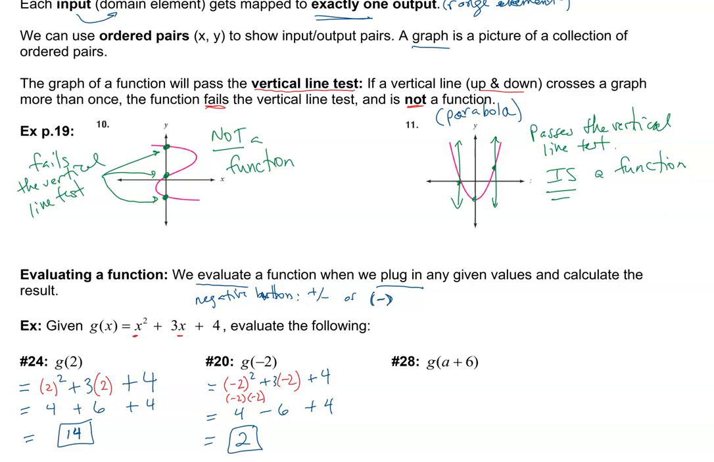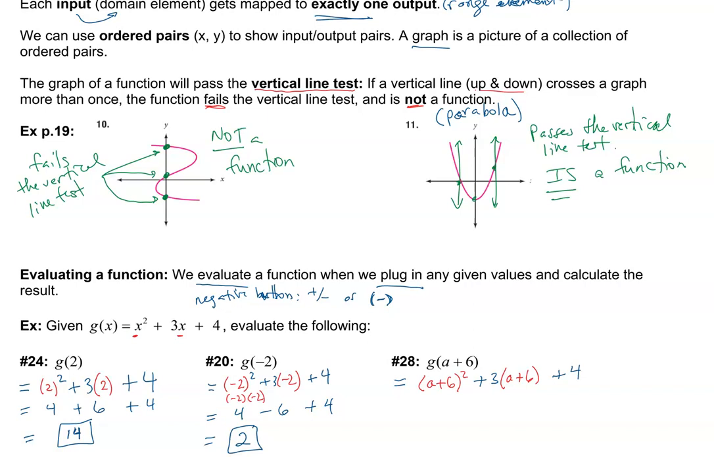Okay. And now number 28, this adds a new twist. We're not just plugging in a number, we're plugging in this expression, a plus 6, where a is some variable. We don't know what it stands for. So we can still show the plug-in step where I need to plug in that entire a plus 6 and square it. And then in the middle, I've got to take 3 times that entire a plus 6. So here, more than ever, parentheses are absolutely essential. Then I add the 4 at the end.